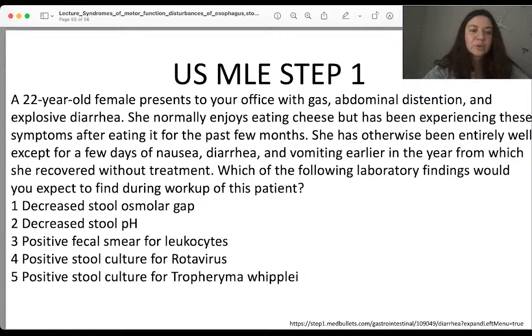And options. First, decreased stool osmolar gap. Second, decreased stool pH. Third, positive fecal smear for leukocytes. Fourth, positive stool culture for rotavirus. And fifth, positive stool culture for Tropheryma whipplei.